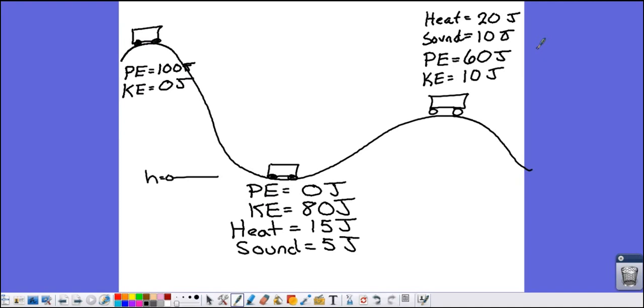Total energy is conserved always. Mechanical energy is going to be conserved when there is no friction.